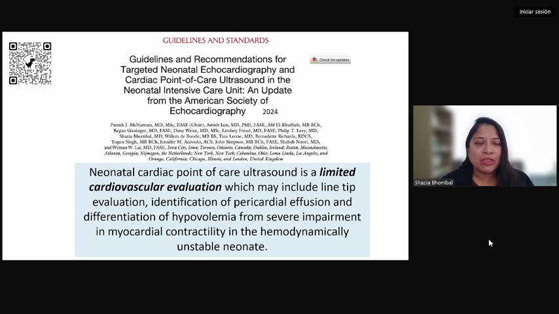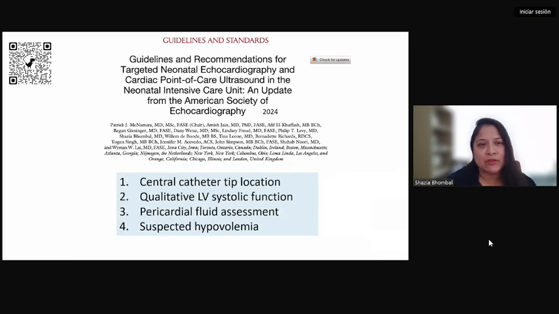And so this statement outlined that neonatal cardiac POCUS is a limited cardiovascular evaluation that may include line tip identification, identification of pericardial effusion, and differentiation of hypovolemia from severe impairment in myocardial contractility in the hemodynamically unstable neonate. So again, looking at these different things: central line tip position, is the heart moving or not, do you see pericardial effusion, and do you have suspected hypovolemia? What are things that we can act on rapidly in certain situations?